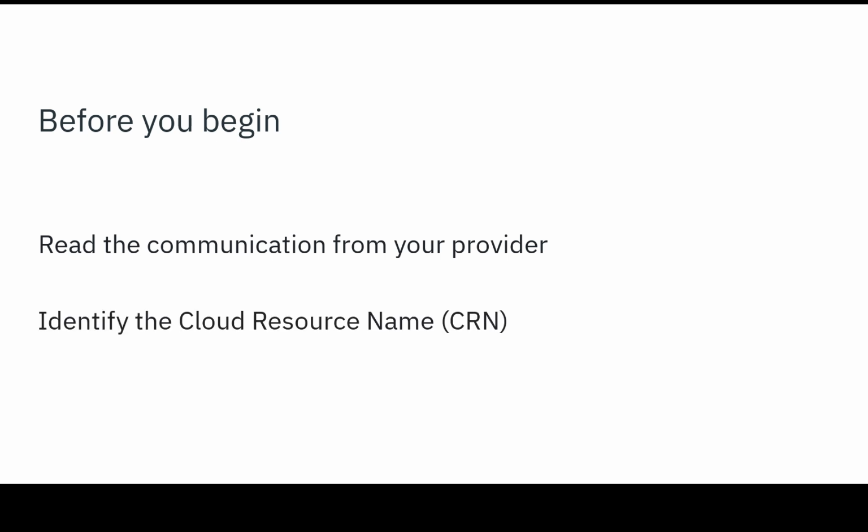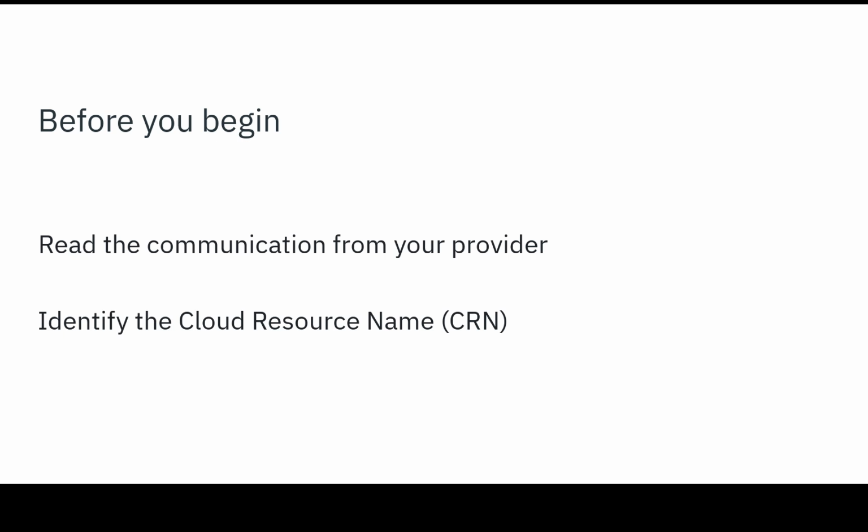Before you begin, make sure to read the communication from your provider on how to connect to their service. If you did not receive communication from your service provider, ask for it. You should receive instructions on creating a virtual private endpoint gateway to connect to the service and, most importantly, the required cloud resource name that uniquely identifies the service.